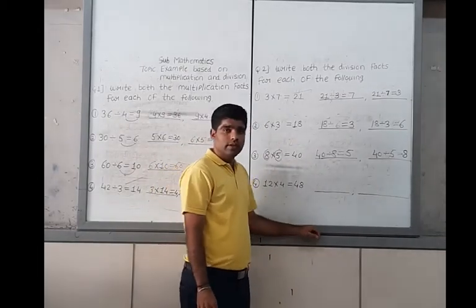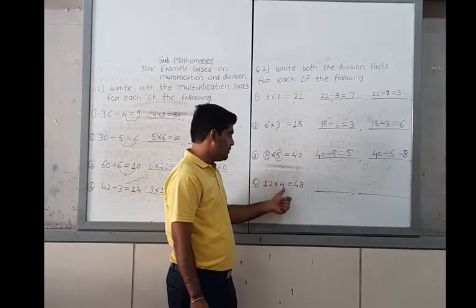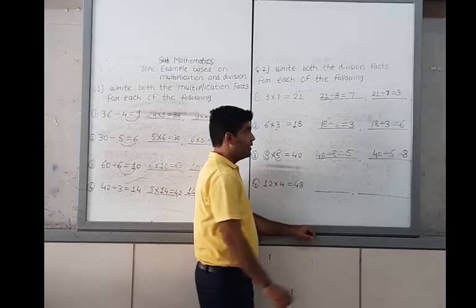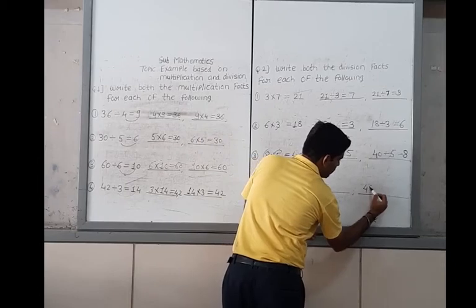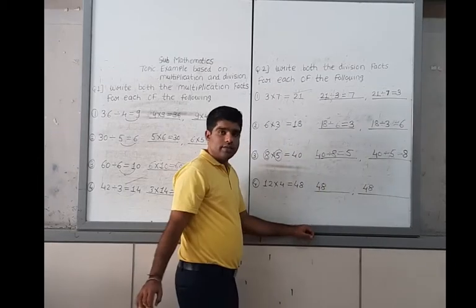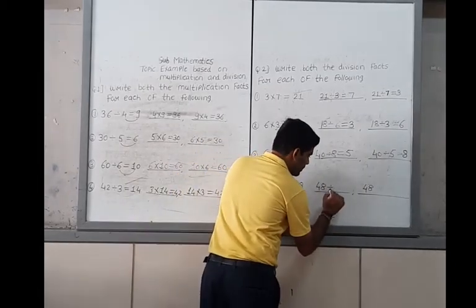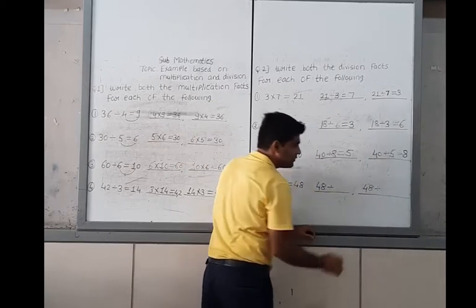Same, you have to solve the next example: 12 multiplied by 4 is equal to 48. It means that you have to write down the 48 by using the division method.